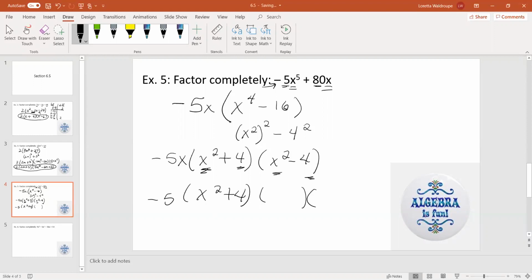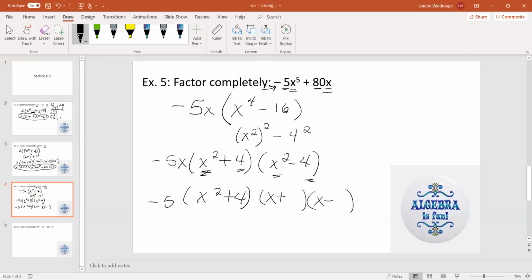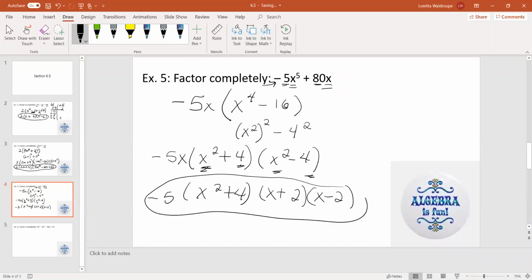Okay? What do you square to get x squared? X and x, plus and minus. What do you square to get 4? 2 and 2. Okay? One more problem.